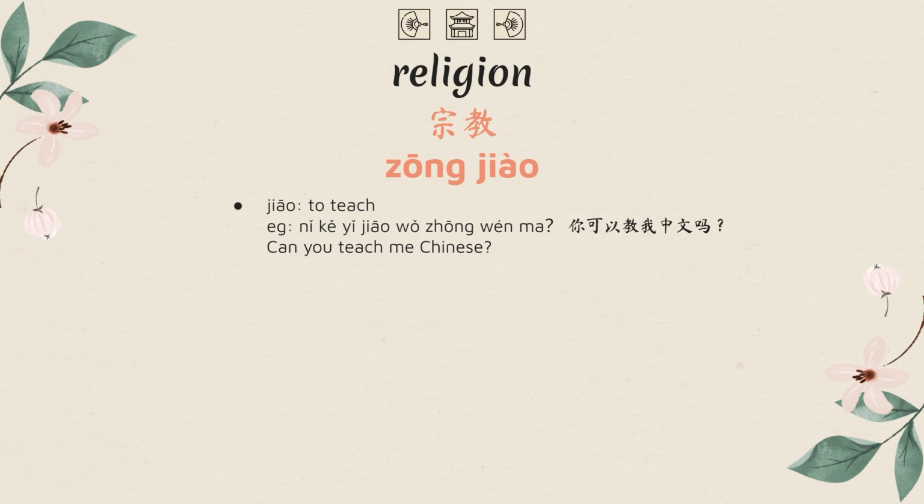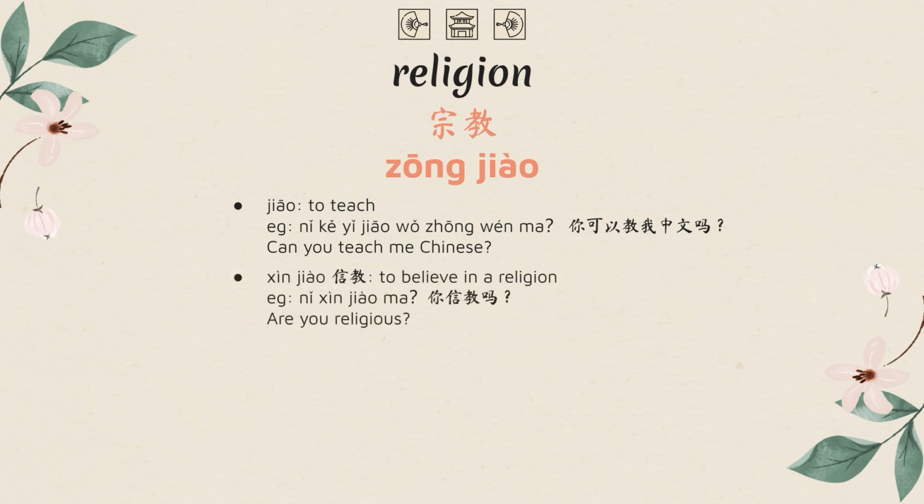To ask somebody if they believe in religions or a religion, you can use the phrase 信教. 信 means to believe. 教 means religion. For example, 你信教吗? Literally, do you believe in religions? Which means, are you religious? So if you are religious, you could answer with the verb 信教 or 不信教. Or you could say 对 correct or 不对 incorrect.